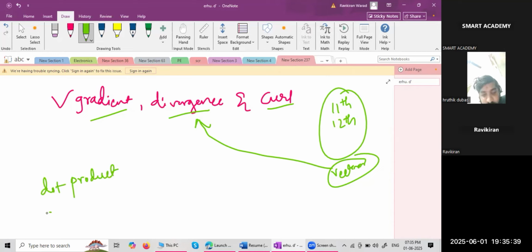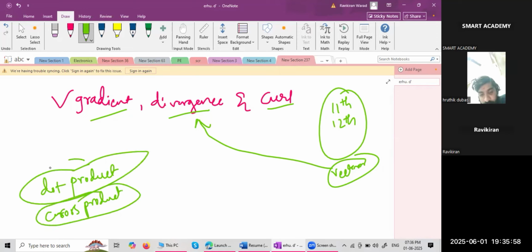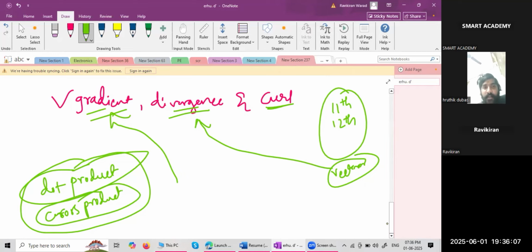Have you ever heard about cross product and dot product? No, sir, I don't know. Okay, no problem. Let me explain dot product first. Later on, we can discuss cross product. After completion of these two, I will move on to these three: gradient, divergence, and curl.